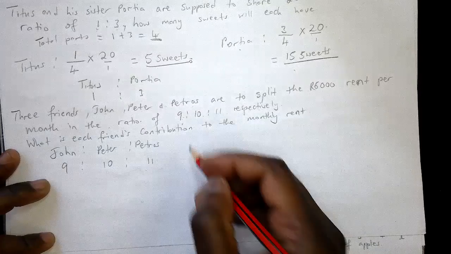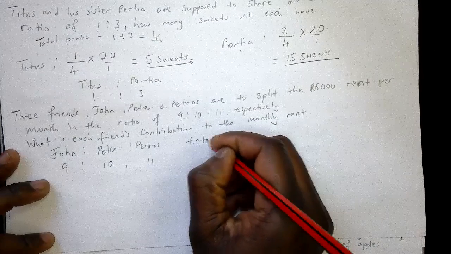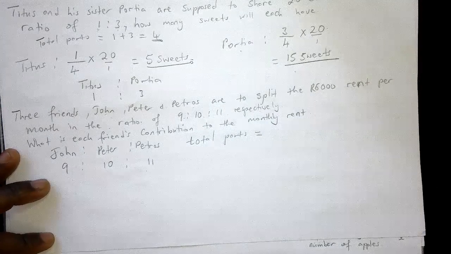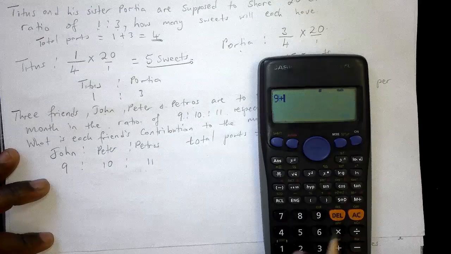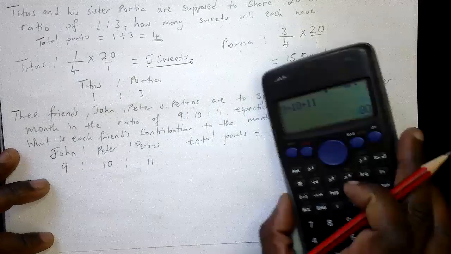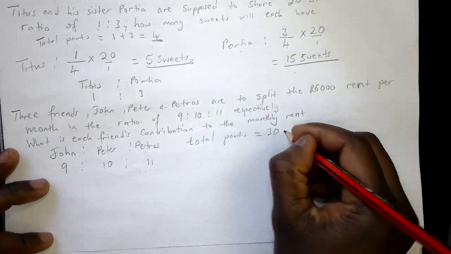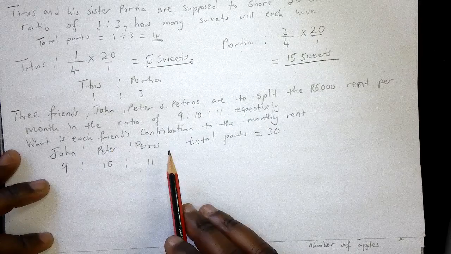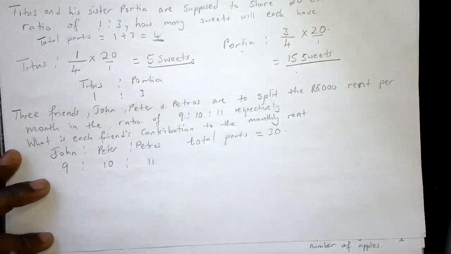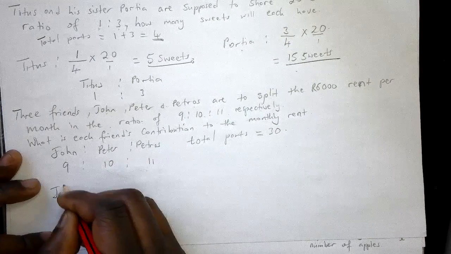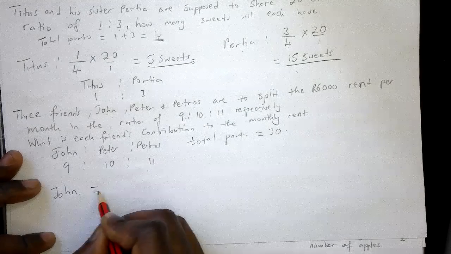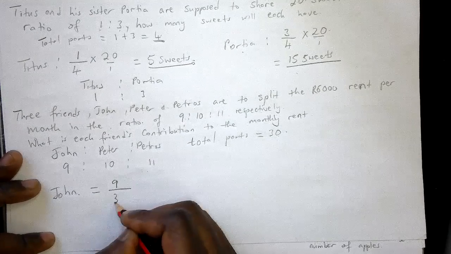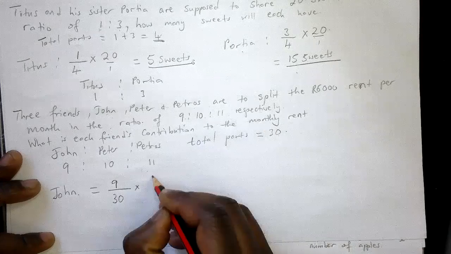We are going to do what we have done before. Total parts is equal to 9 plus 10 plus 11. We get 30. Now, what is each friend's contribution towards the rent? So now we want to see how much will each contribute. So let's start with John. So John is going to be 9 over total, which is 30, times what? 6,000.